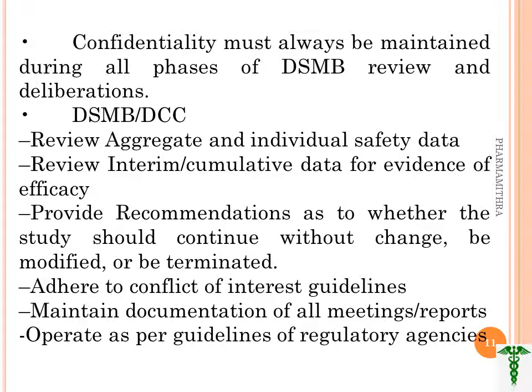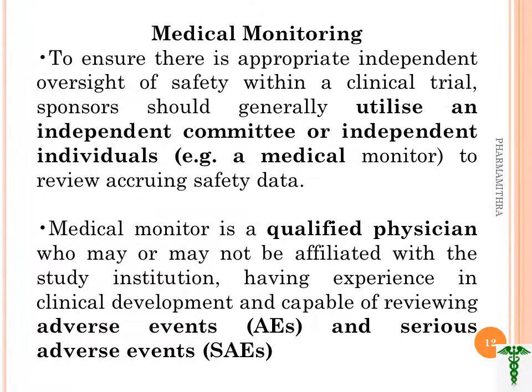So in a clinical trial, the DSMB as well as the consultative committee together will check the safety. So who are the authorities that check the safety of a clinical trial? DSMB as well as DCC. They will review the safety data, check the cumulative data, and provide recommendations. They will adhere to conflict of interest rules, and maintain documentation of all the meetings as per the guidelines of regulatory agencies. Then comes medical monitoring.